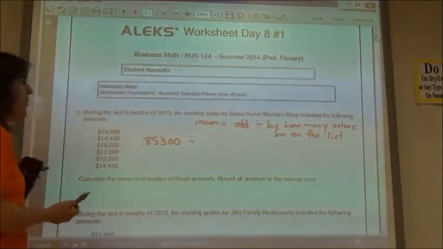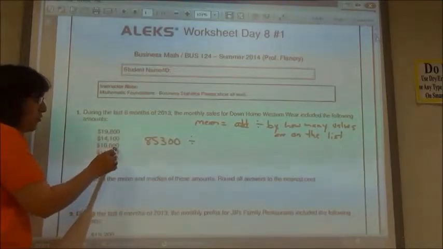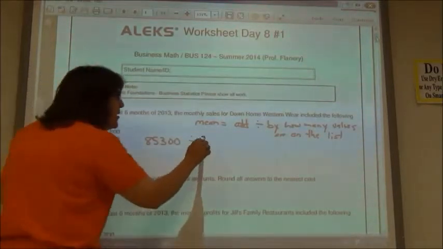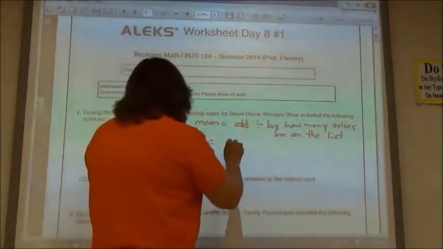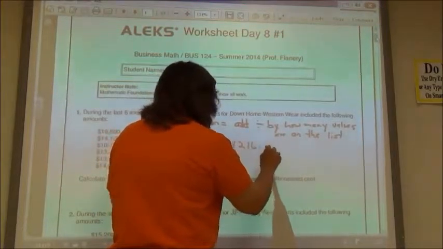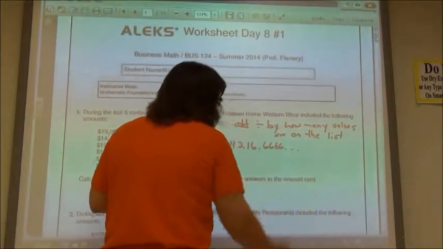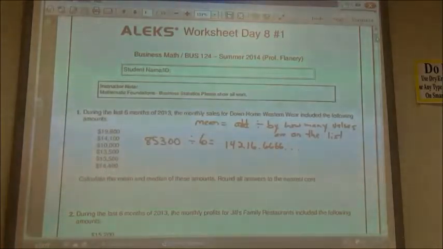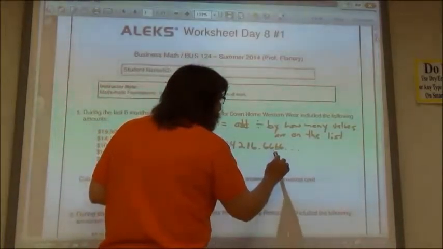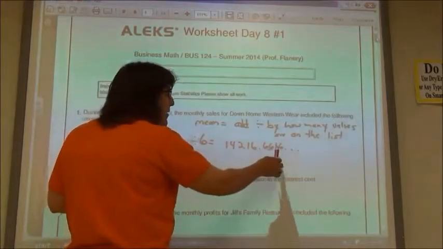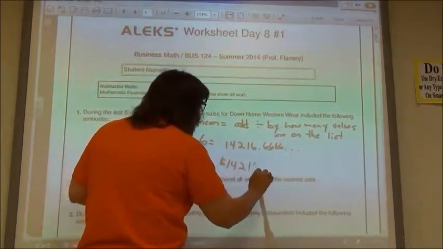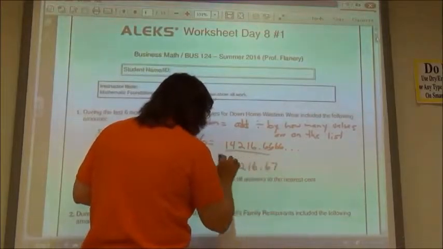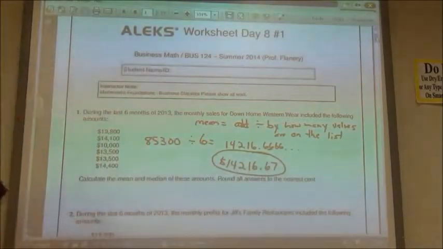You do have to total them and find that number first, and then what you're going to do is divide that total number by how many items are on the list. There are 1, 2, 3, 4, 5, 6, right? 6 months. So I'm going to divide that by 6. I get 14,216.6666666 on my calculator. Actually, the calculator rounds the last digit to a 7, but it's really 6 repeating. So when I round that to the nearest cent, I want to go 1 or 2 places after the decimal. There's a 6 behind that, so I have to round it to 7. So $14,216.67 would be what my mean is to the nearest cent.